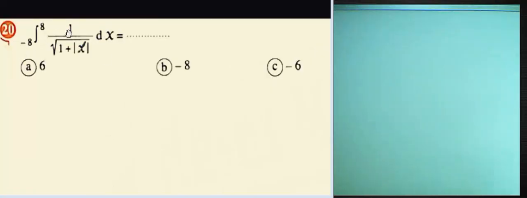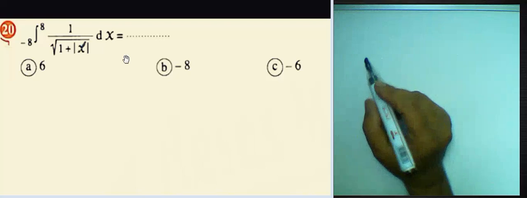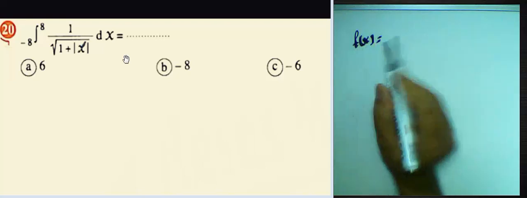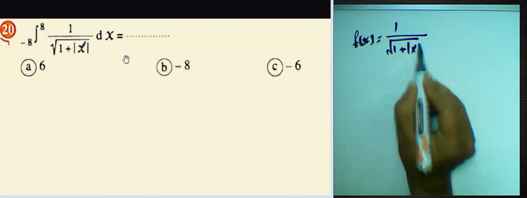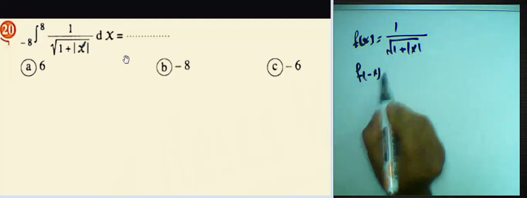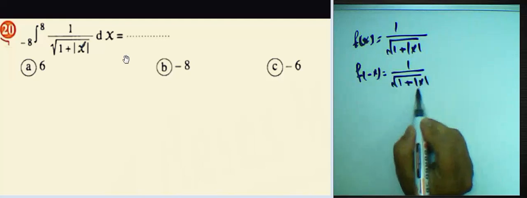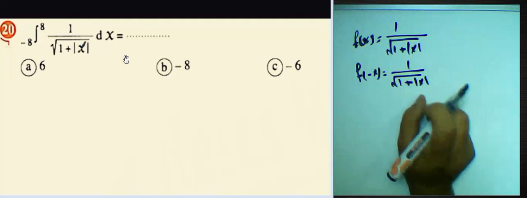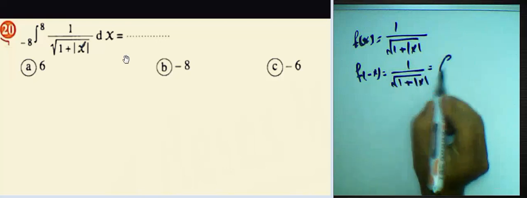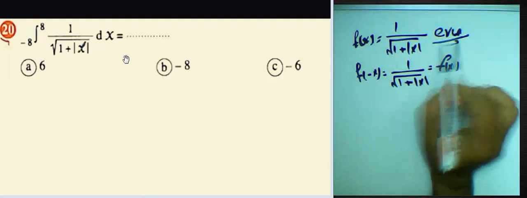Integration from -8 to 8 of the function dx equals what? We must know whether this function is odd or even to simplify the result. Put f of x for this example equal to 1 over square root of 1 plus absolute value of x, and f of negative x here will be 1 over square root of 1 plus absolute value of x, positive because of the absolute value. So the result will be equal for this function, then f of negative x equals f of x, so this function will be what? It will be even.